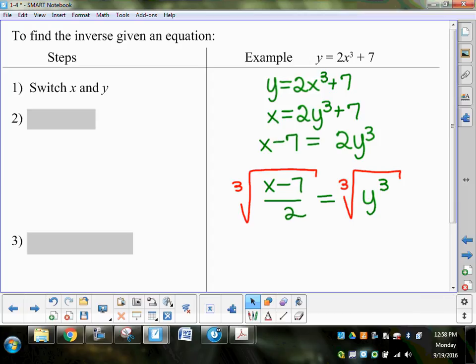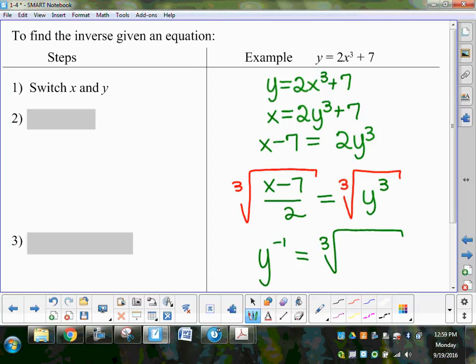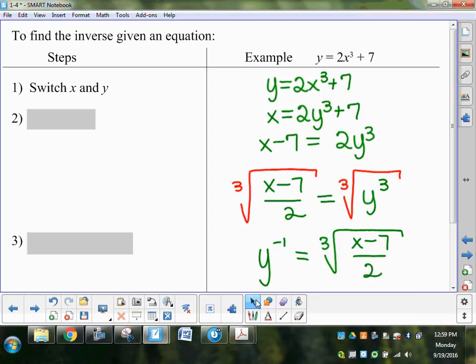Now, once we get to this step, this is a notation issue. Did we ever define this as function f? Yes or no? No. So we can't say f inverse. But we defined it as y, so I would say y inverse is going to be equal to the cube root of (x minus 7) over 2. Our steps: switch the x and y, solve for y, and replace the y that we got at the end with y inverse. Questions on that?